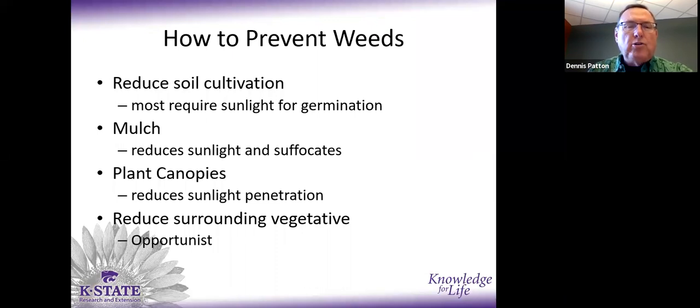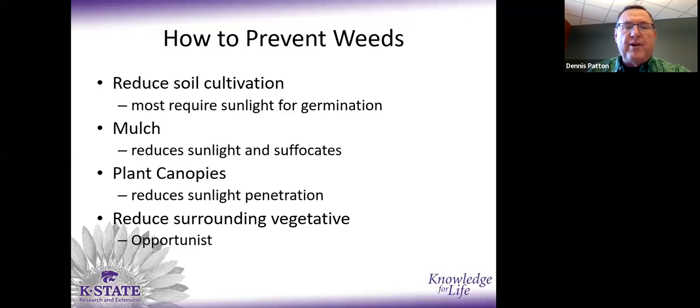We talked about mulch also is probably the best way to prevent weeds. It'll prevent probably 80, 90% or more of all annual weeds. Unfortunately, mulches will not take care of perennial weeds because of that aggressive root system and crowns that grow through it. But mulch works by reducing that sunlight and suffocating those weeds out before they have a chance to germinate and to establish.